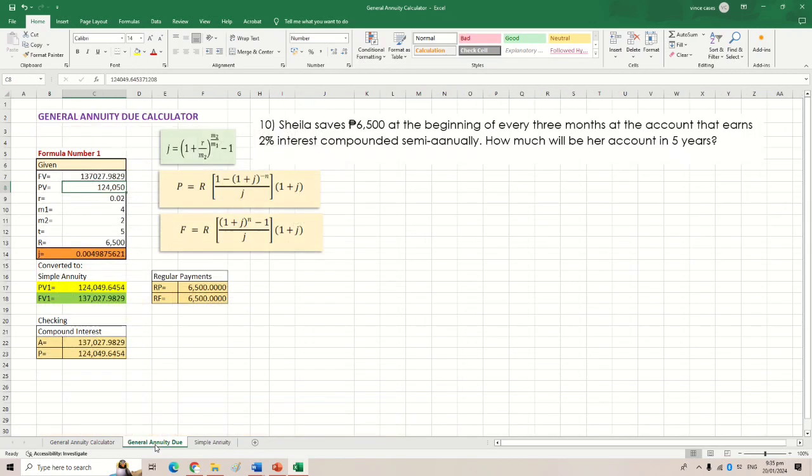Let's go to the general annuity due. Okay, we have a problem here. Sheila saves 6,500 at the beginning of every 3 months. That's every 3 months for the payment interval, in an account that earns 2% interest compounded semi-annually. So the payment interval is not the same as the compounding period. Let's set all the values here to zeros first.